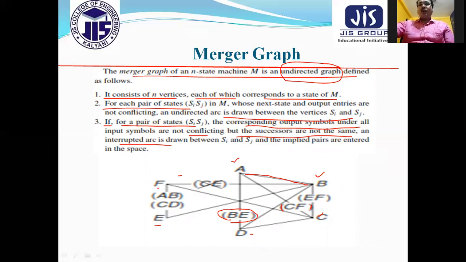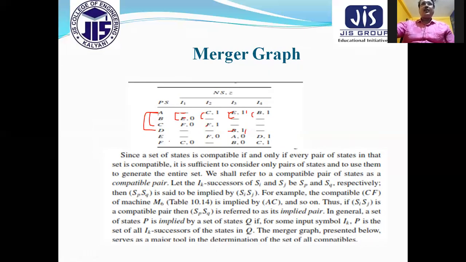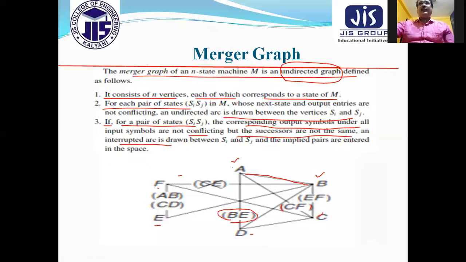Similarly, check with the A or E. So already know that A and E are not compatible because here 0 is there, here 1 is there. So they are not compatible. Even A and F is not compatible, you can see here 0 is there and here 1 is there. So output are conflicting here. So they are not compatible. So that is the reason there is no edge from A to E or A to F there. Okay. So AB or BA, if it is undirected, both are same here. So after completing with A, we can go for the BC, BD, BE, and BA. In this way, we have to check for every pair.